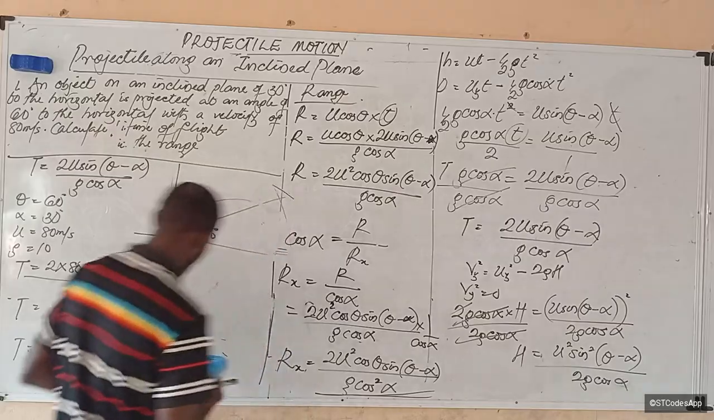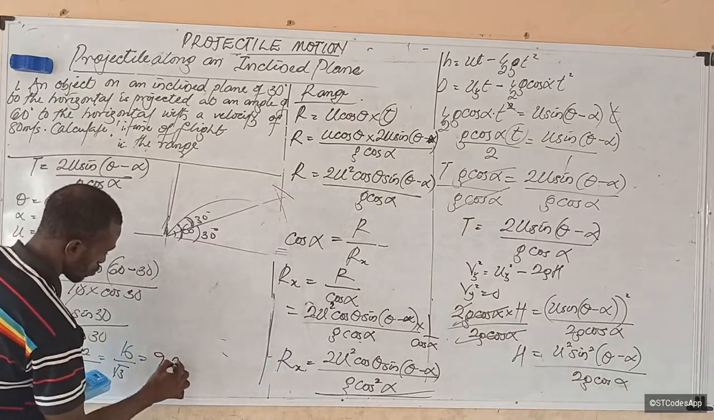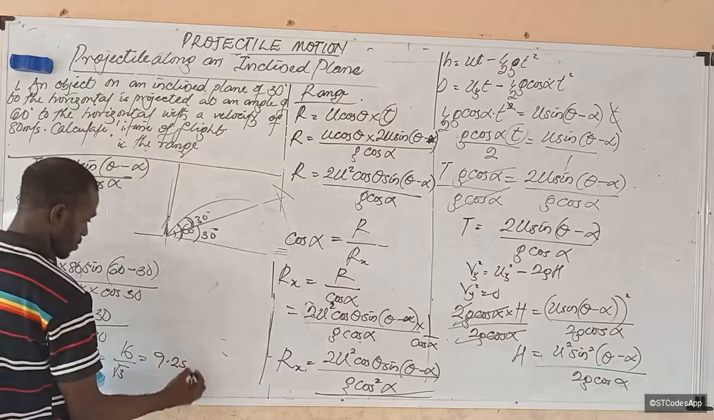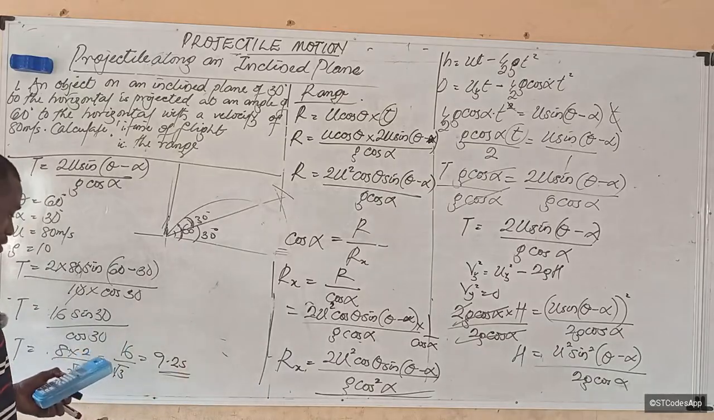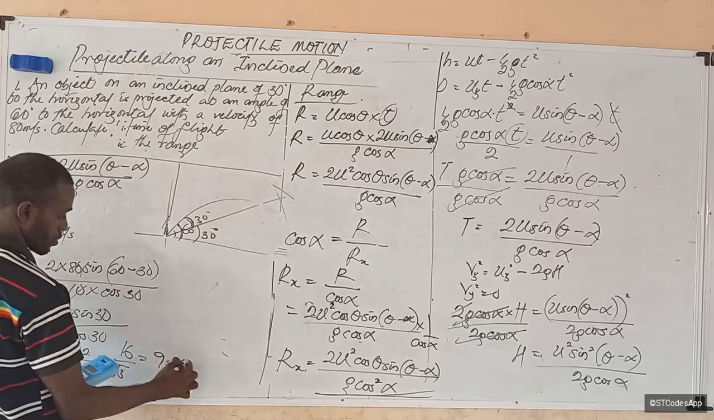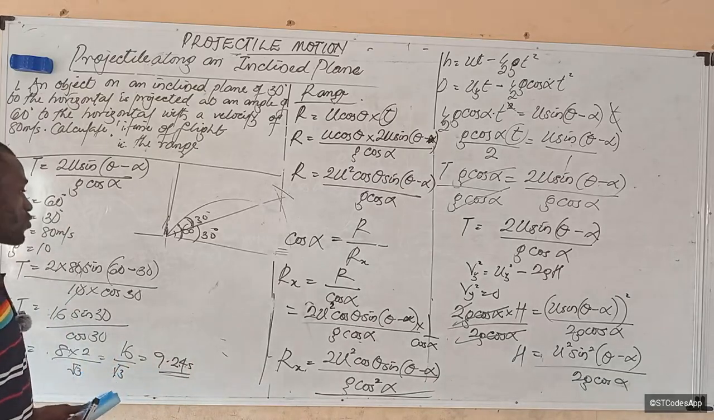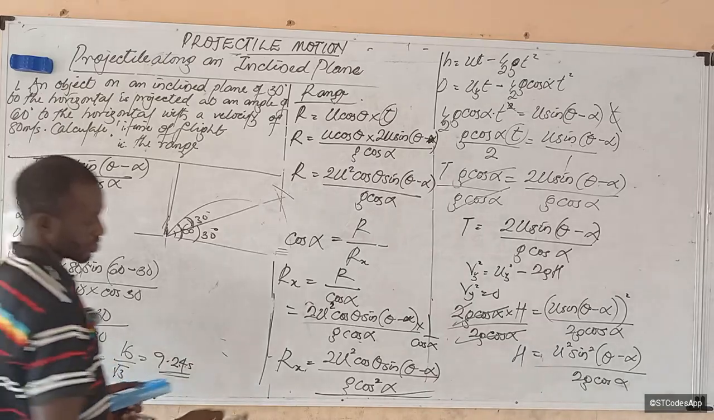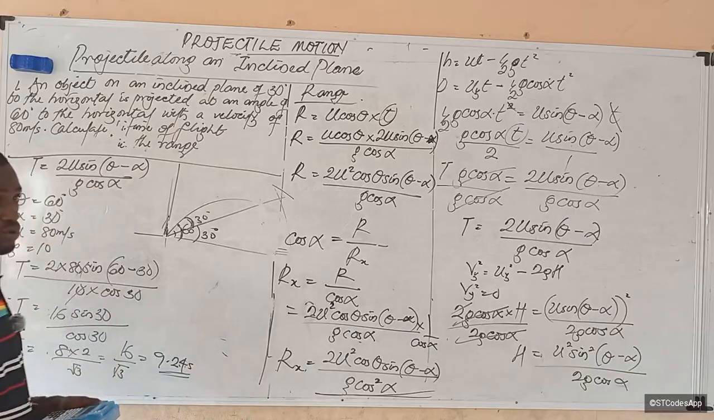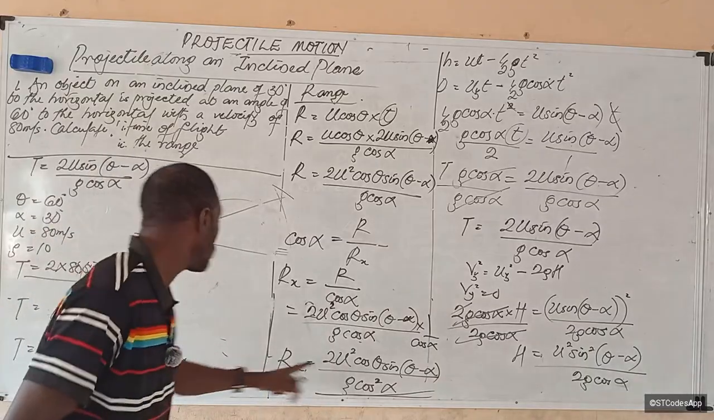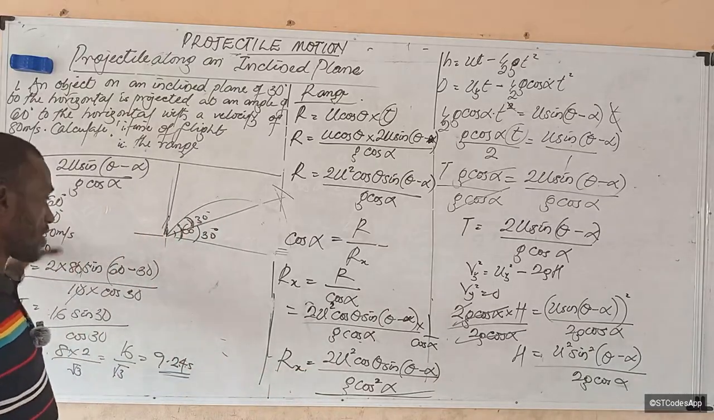9.237. So let's just do 9.2. 9.2 seconds, or 9.24 seconds. Then the second question says we should use the range. Very simple. Just use this formula. You see, it's very simple to solve. You just have u is this. You already have what you need.